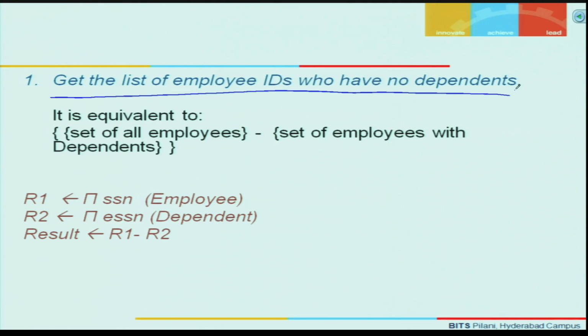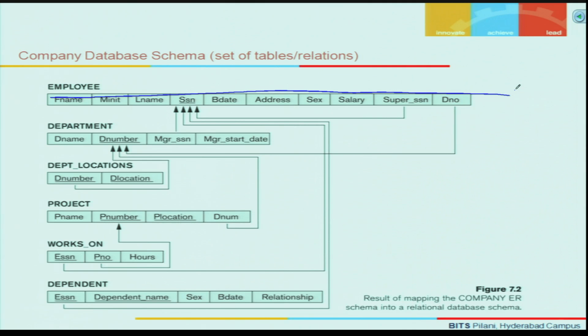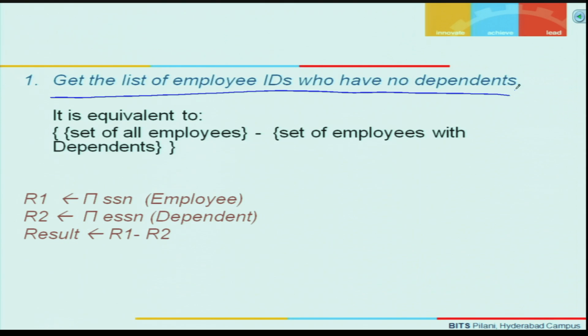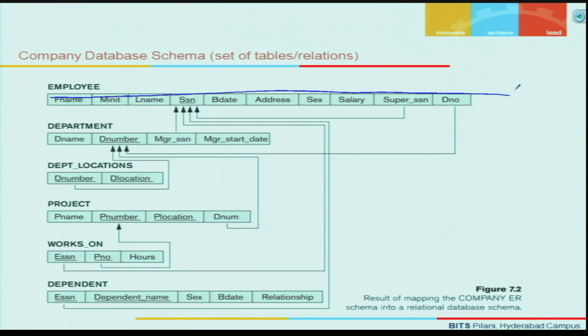We are going to write all these queries or data retrieval requests in relational algebra on this company database schema. The first requirement is, get the list of employee IDs who have no dependents. That is, I need only the employee IDs of those employees who do not have any dependent. How can I get that? The dependent information is available in the dependent table, and the employee information is available in the employee table.